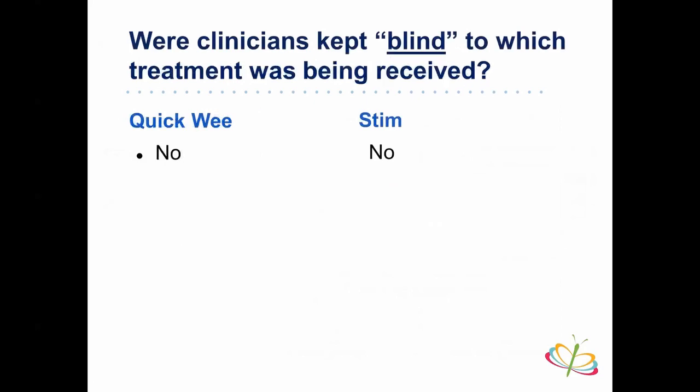Were clinicians kept blind to which treatment was being received? For the Quick-Wee, I think I mentioned this sometimes. They were not blinded, but they could have been blinded, so that both the investigator and the statistician could have been blinded. They didn't need to know which intervention, either the clean catch or the Quick-Wee. And for the stim, they were blinded.